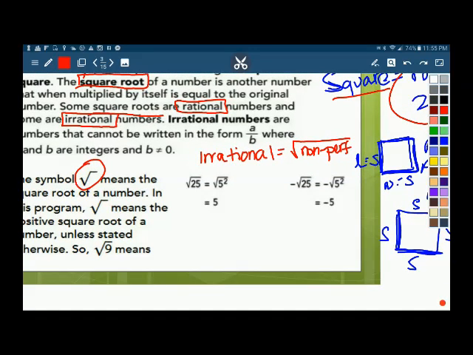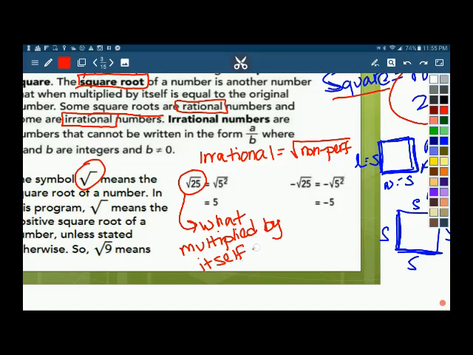So here I see the square root of 25. So what that is really asking is what multiplied by itself is 25. That's what this is really saying right here. What multiplied by itself is 25, which the answer is 5. So that's what square rooting really means. What multiplied by itself is the number underneath what we call the radical symbol.